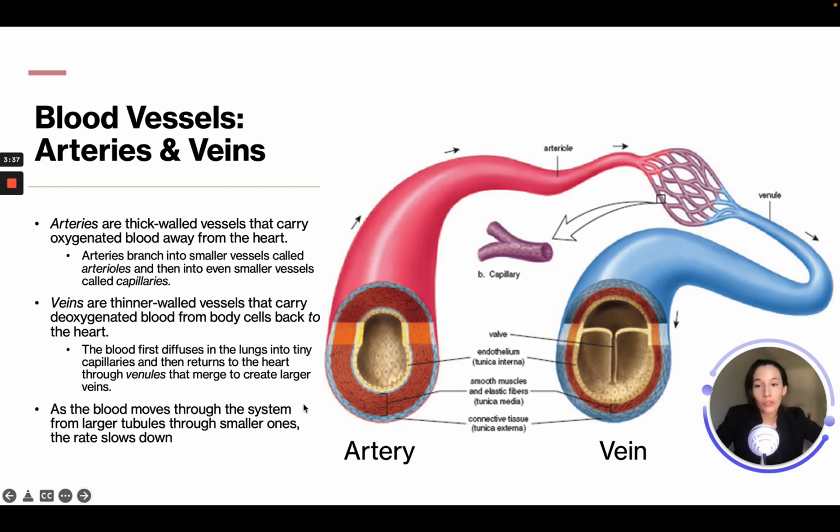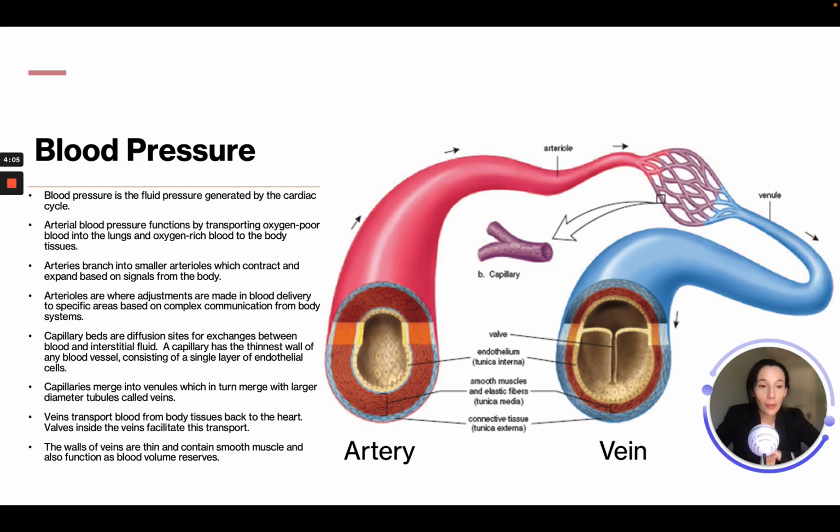And as blood moves through the system from larger tubules through smaller ones, the rate slows down. So of course, like anything, if you have a lot of water going through a bigger opening, and then it goes down into a smaller one, the pressure in the smaller opening is going to be much higher and the rate is going to slow down. So that is what happens.